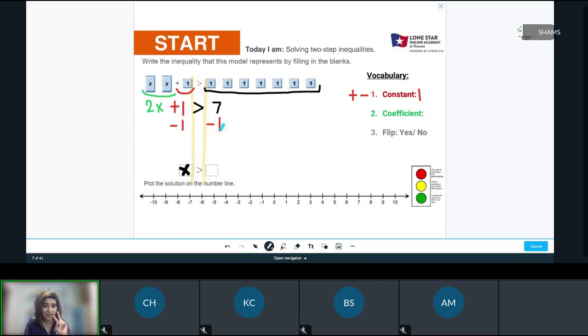There are only 2 steps to solve these. Step 1, get rid of the constant. So after subtracting 1 from both sides, how does the inequality look? You have 2x still remaining on your left side, greater than symbol, and 7 minus 1, that is a 6.